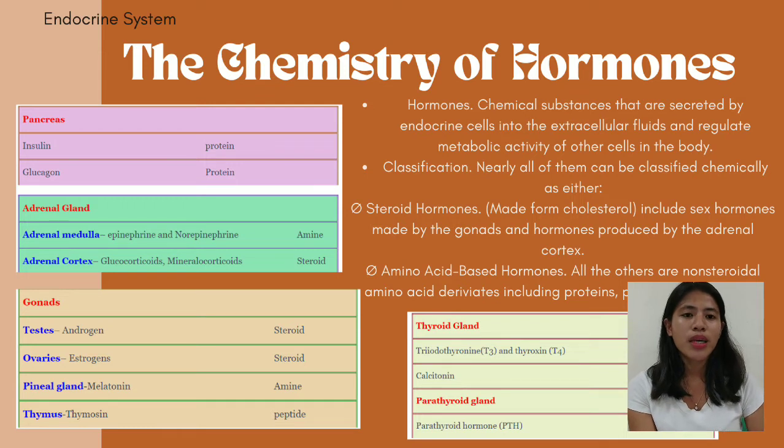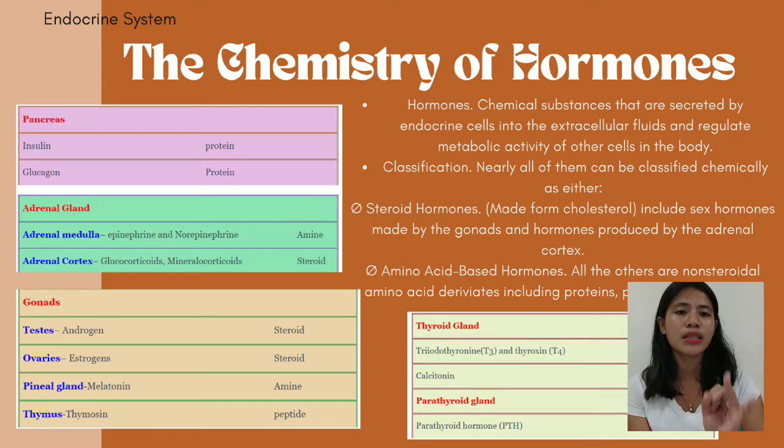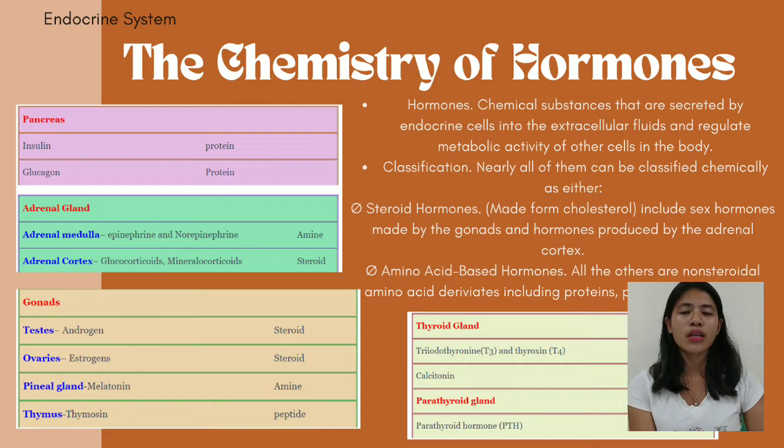So we have here the examples of the hormones from the pancreas, adrenal gland, gonads, thyroid gland, and parathyroid gland. So we can see there the hormones and what classification of hormone each one has. So for example, the insulin and the glucagon from the pancreas or the pancreatic islet. So this produces the protein hormone. And from the adrenal, we have the adrenal medulla and adrenal cortex. The medulla is the amine hormones, and the adrenal cortex is the steroid hormones.